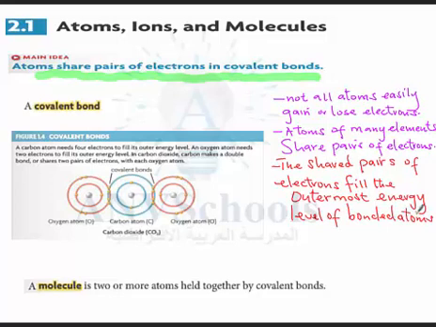So a covalent bond forms when atoms share a pair of electrons.